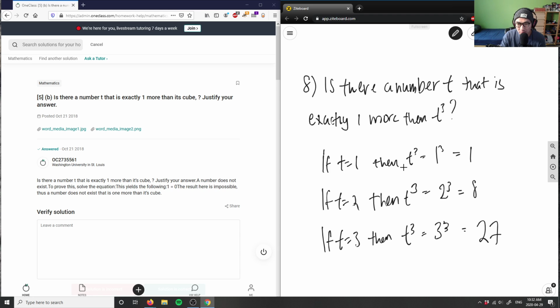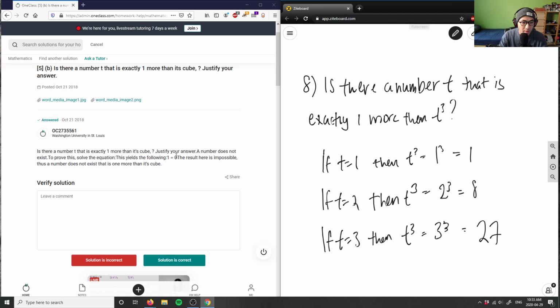You get t equals -1. T cubed would be -1 cubed, which is simply -1, which means you're getting the exact same answer as well. So in this case, there's not a number that is exactly 1 more than t cubed, as proven by this. It says a number does not exist. To prove this, solve the equation. This yields the following solution: 1 equals 0. Therefore, it is impossible.